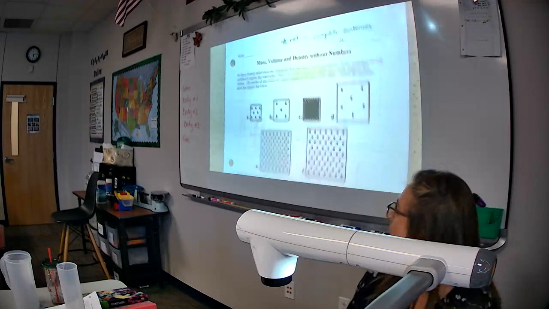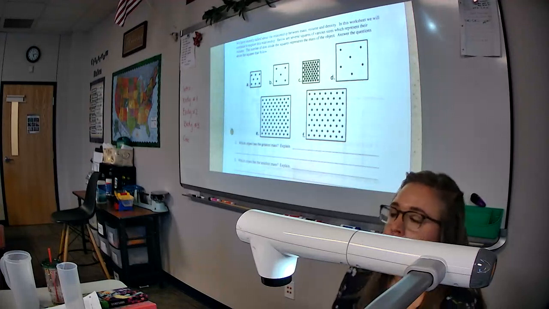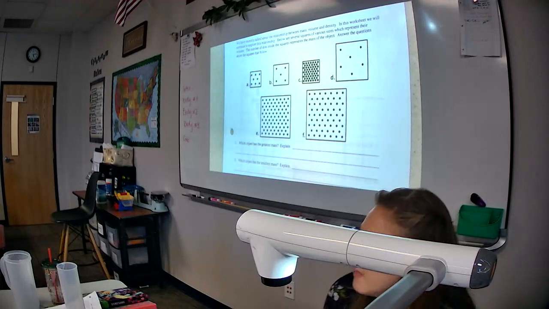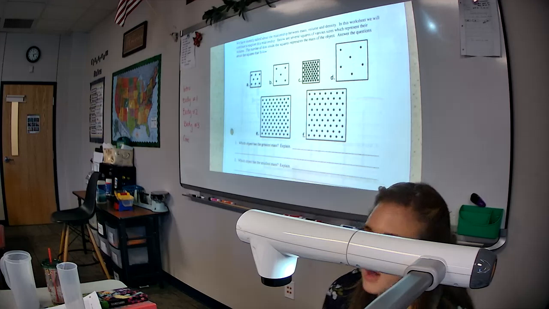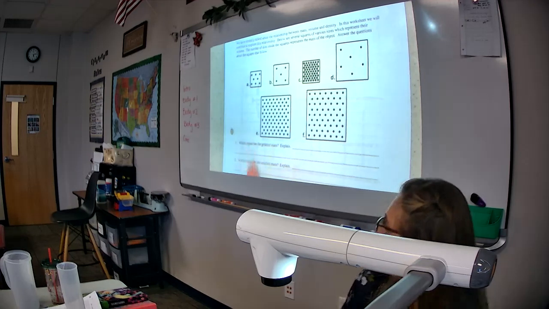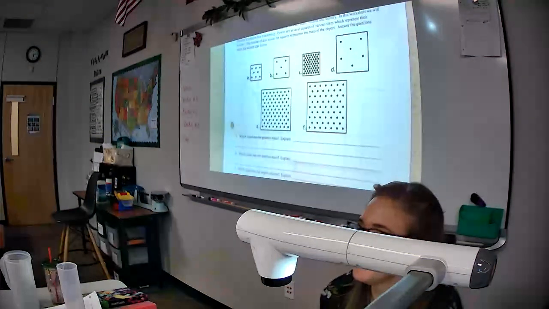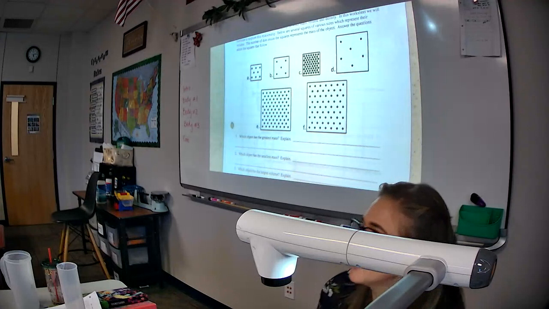Okay? All of them are boxes or squares or blocks, basically. And the dots inside of them represent the atoms that make up the squares. So let's look at the first question. Which object has the greatest mass? And explain. Someone raise your hand and tell me which object you think has the greatest mass?